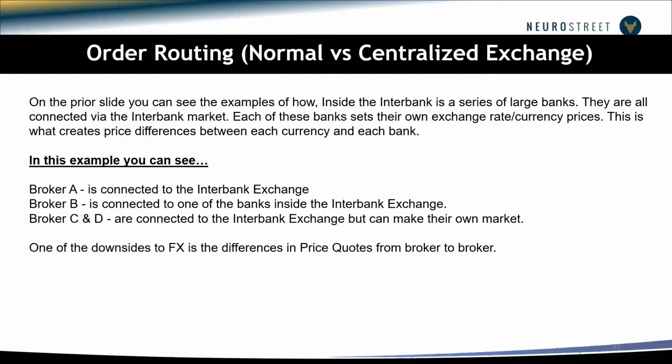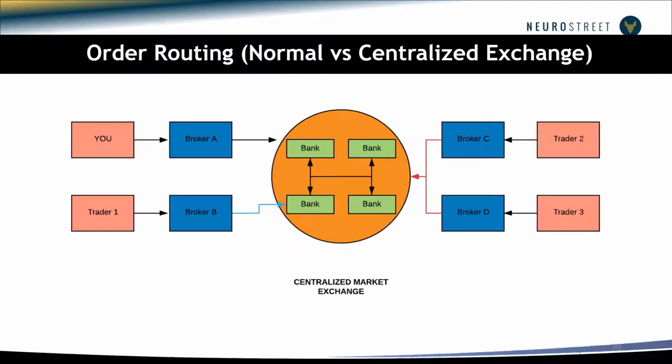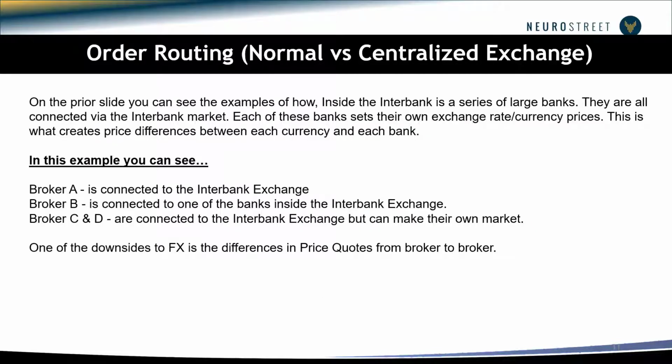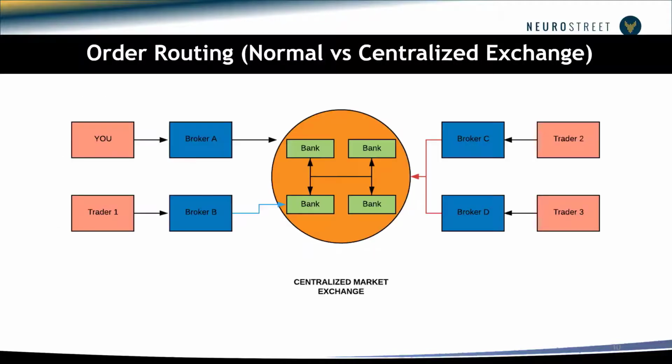So broker A is connected to the interbank. And then broker B is connected to one of the banks inside the interbank, where brokers C and D are also connected to the interbank exchange, but they make their own market. So one of the downsides to FX is the differences in price quotes from broker to broker, which is one of the reasons why we spend so much time working with very liquid brokers, very reputable platforms and brokers, so that you're not dealing with these fly-by-night brokers that everybody fears in the Forex market.